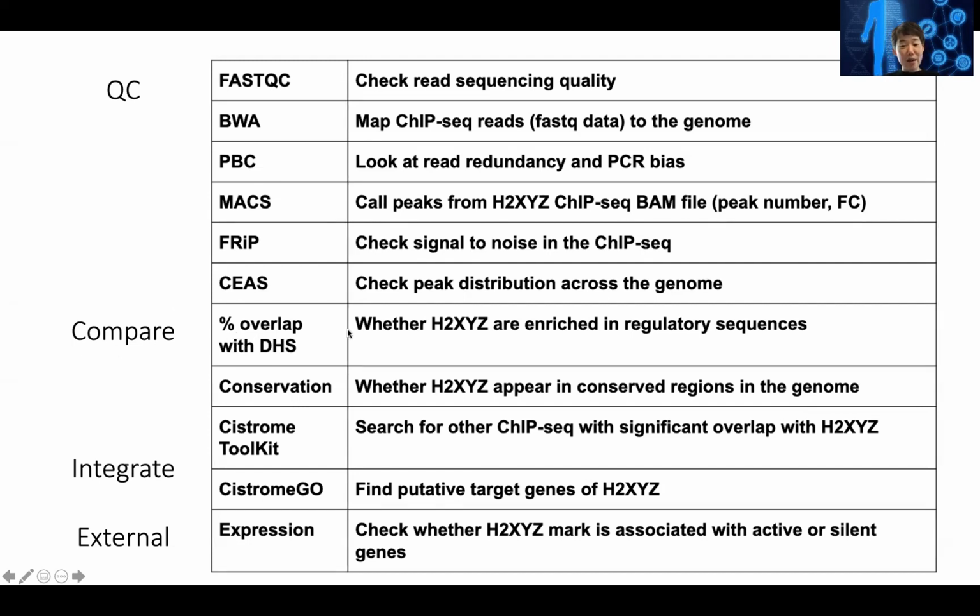You might want to compare. You check the peak overlap of the XYZ with regulatory sequence. How good is that overlap? Does it happen in the enhancer regions, right? You can look at evolutionary conservation, and also you compare with other ChIP-seq using Cistrome Toolkit to ask what other ChIP-seq has overlap with my ChIP-seq of interest. Does XYZ look like K27 acetylation? Does it look like DNA methylation? Does it look like estrogen receptor binding? Or does it look like some other published ChIP-seq data?